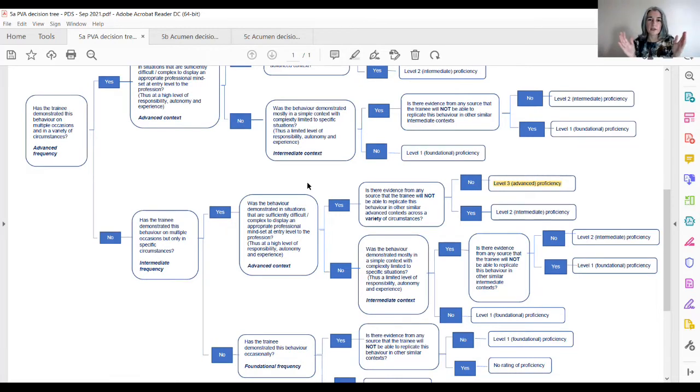Or are we concerned that the trainee is only able to respond in this way given the certain limited set of circumstances? If there is a concern, then you're rating the trainee at a level 2. If, however, there is no concern and you believe that the way that the trainee has responded, even given this limited set of circumstances, will be replicated no matter what circumstances they are presented with, then you can rate them at a level 3.